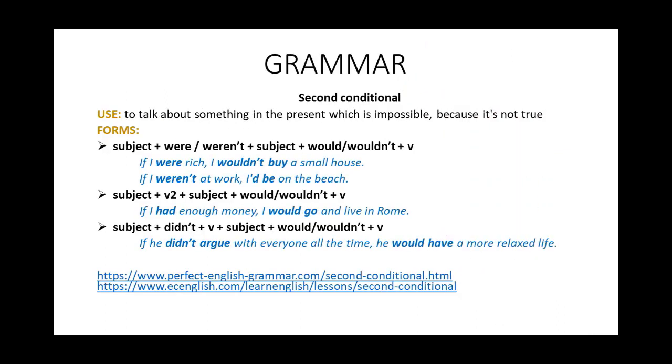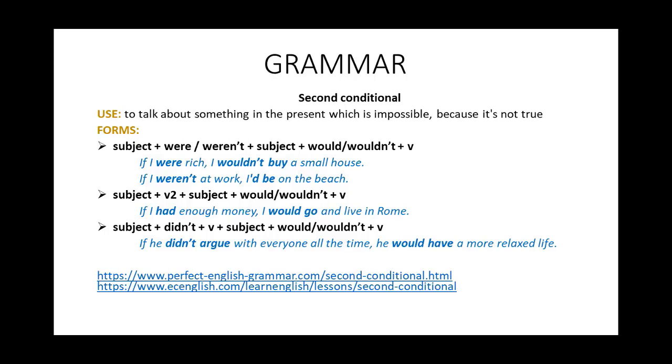Okay, now start our grammar about second conditional. How do we use second conditional? Today you learn the use and the form. The use. Use: to talk about something in the present which is impossible because it's not true.